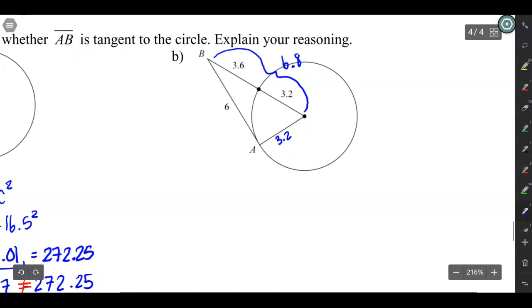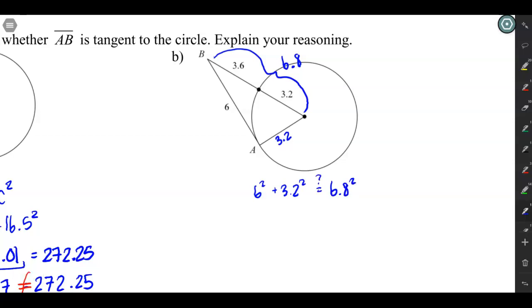So now I need to see if this triangle passes the Pythagorean theorem test. So is 6 squared plus 3.2 squared, is that equal to, I want to put a little question mark over that, is that equal to 6.8 squared? I'm just going to use my calculator to make this a little faster. I'm typing in that whole left side of the equation, 6 squared plus 3.2 squared. That's 46.24.